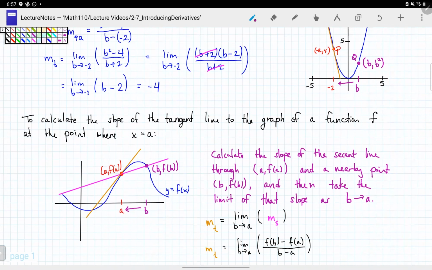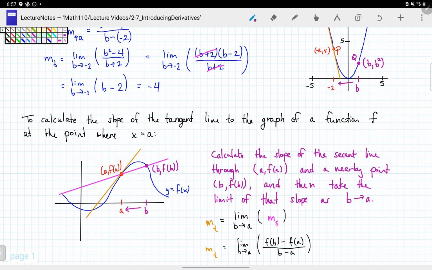So the slope of the tangent line, and that's going to be shown in orange here, I'm labeling that as m sub t. So the slope of the tangent line is going to be the limit as b approaches a of the slope of the secant line. Or in other words, it's the limit as b approaches a of f of b minus f of a divided by b minus a. That is the change in the y coordinates divided by the change in the x coordinates.